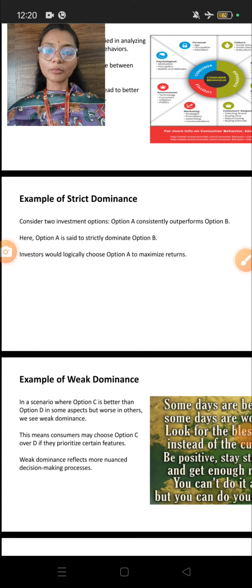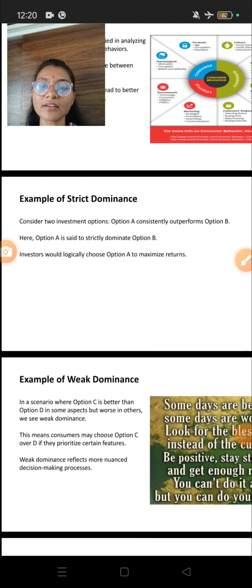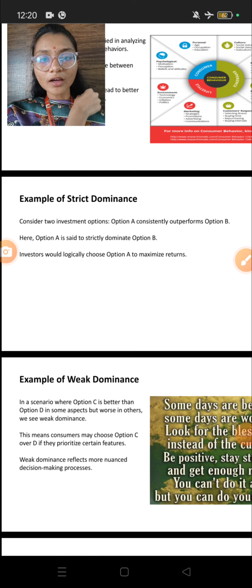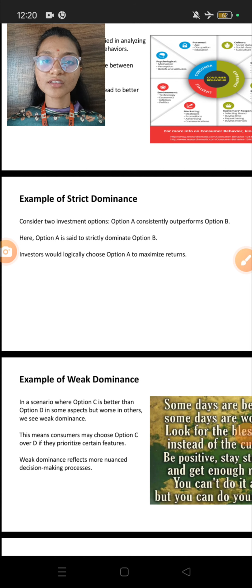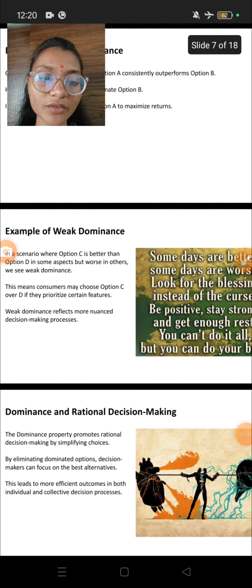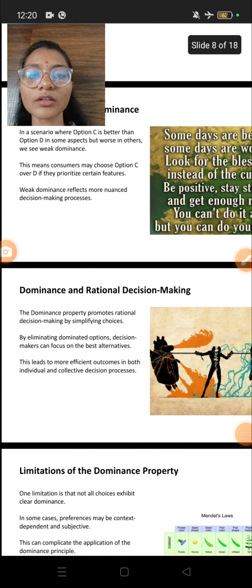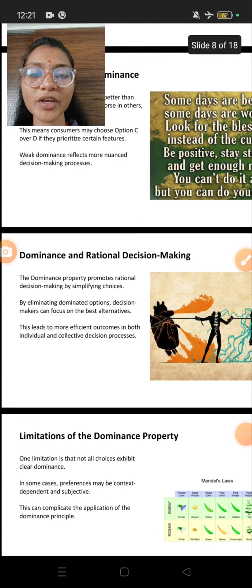Examples of weak dominance. In a scenario where option C is better than option D in some aspects but worse in another, we see weak dominance. Weak dominance reflects a more nuanced decision making process.